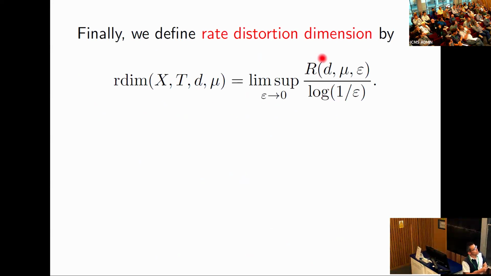Okay, finally, we define the rate distortion dimension by this formula. We divide this rate distortion function by the logarithm of 1 over epsilon and take the limit. This quantity was introduced by Kawabata and Dembo. Their original motivation is somewhat connected to fractal geometry. They want to study signals taking values in some fractal set, and then introduced this rate distortion dimension. Okay, so this is the precise definition of the rate distortion function and rate distortion dimension. Maybe this final section is a bit abstract.